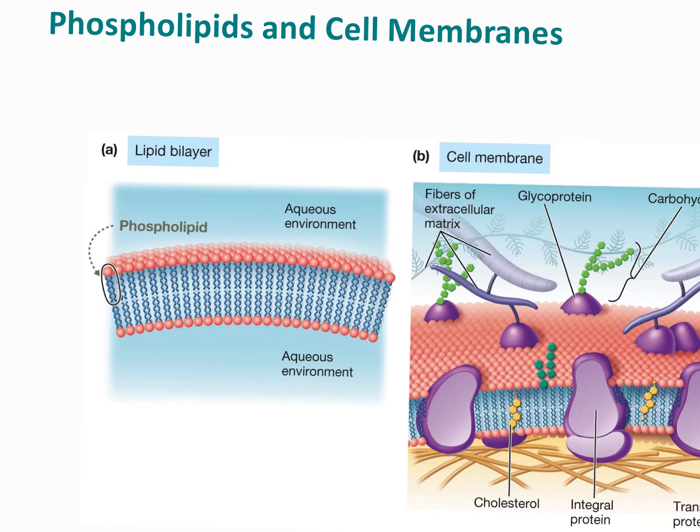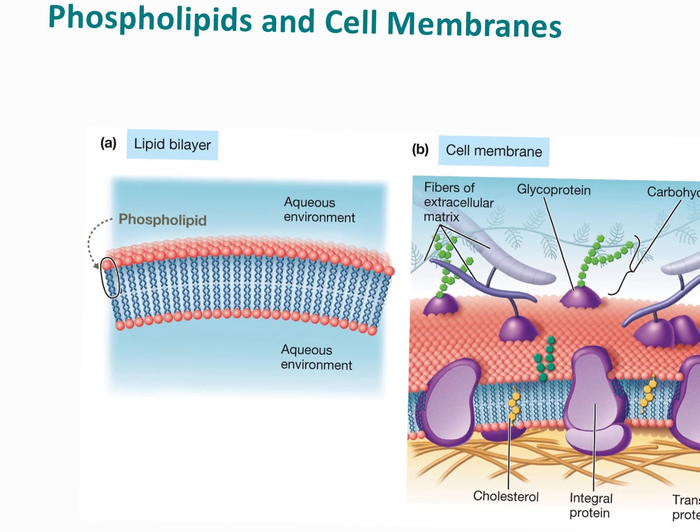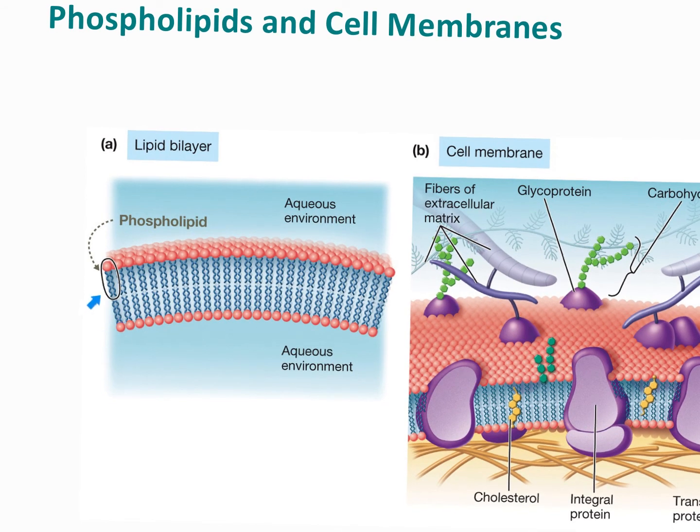Fats and oils don't necessarily make up the cell membrane. Phospholipids do that. The reason they're special and can make up the cell membrane is because of these vastly different properties that we talked about. Here's the phosphate portion, which is ionic, right? And so it can interact with an aqueous environment. And then here's the fatty acid portion, which is nonpolar.